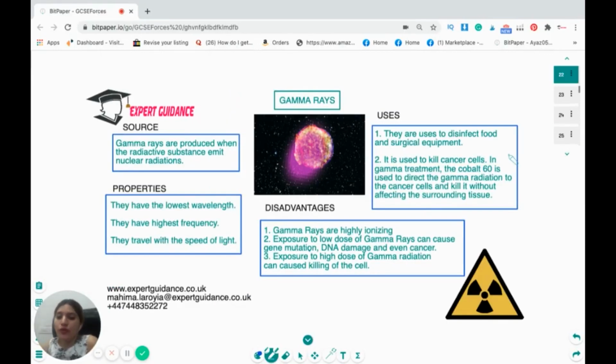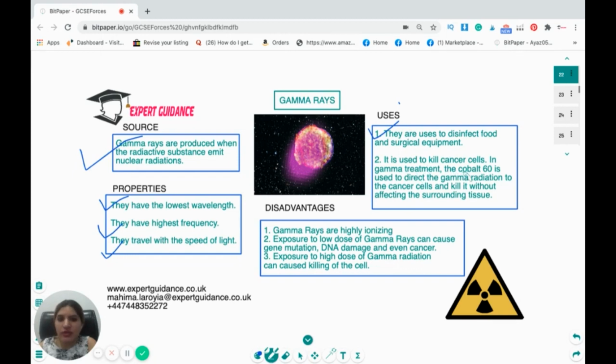Now you should know for each wave what its source, properties, advantages and disadvantages are. Gamma rays are produced when a radioactive substance emits nuclear radiation. They have the lowest wavelength and the highest frequency, and they travel with the speed of light. They are used to disinfect food and surgical equipment, and to kill cancer cells.